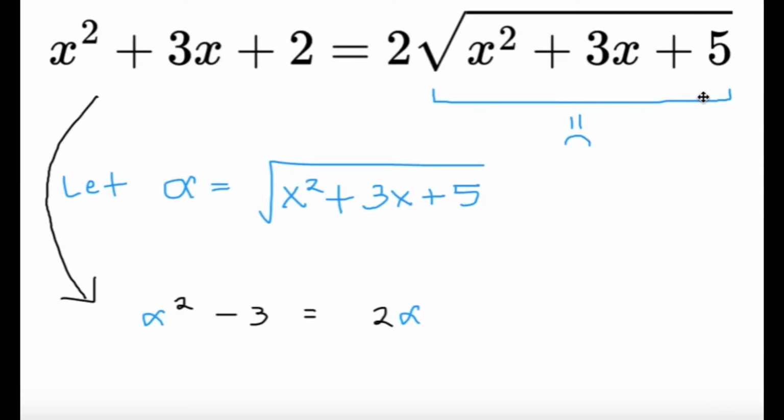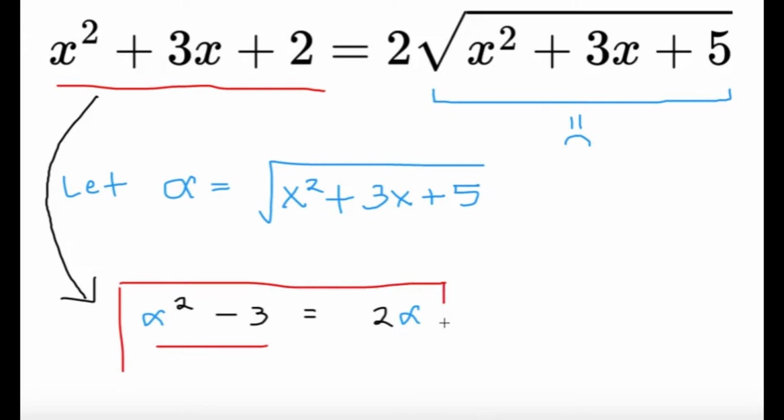root part is pretty ugly, so why not we represent it by alpha over here. Let's just say alpha equals the square root of x squared plus 3x plus 5. Now look how we can simplify this equation, because x squared plus 3x plus 2, we can technically just say it's alpha squared minus 3, because alpha squared is x squared plus 3x plus 5, and then we just subtract 3 to get x squared plus 3x plus 2. Now on the right hand side, since this square root is just alpha, it's going to be 2 alpha. So we're just left to deal with this, and this is just quadratics, which is a little bit simpler.